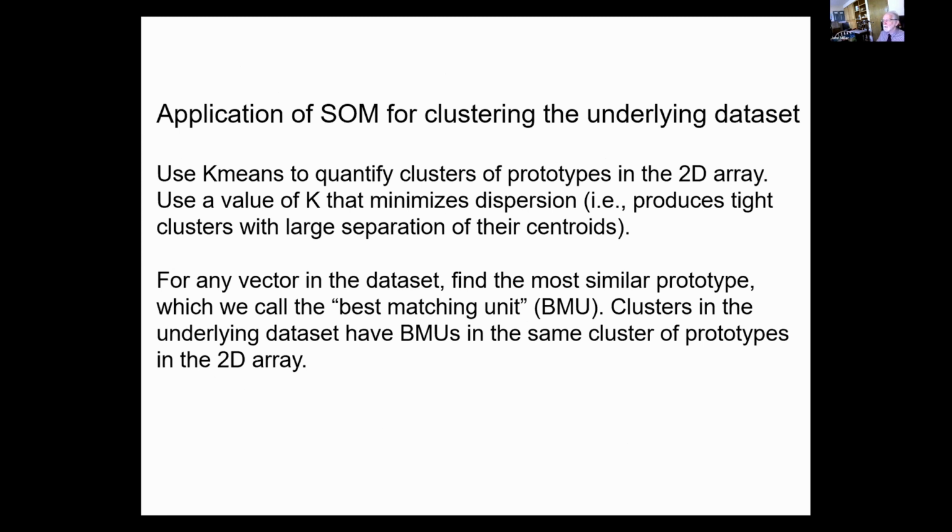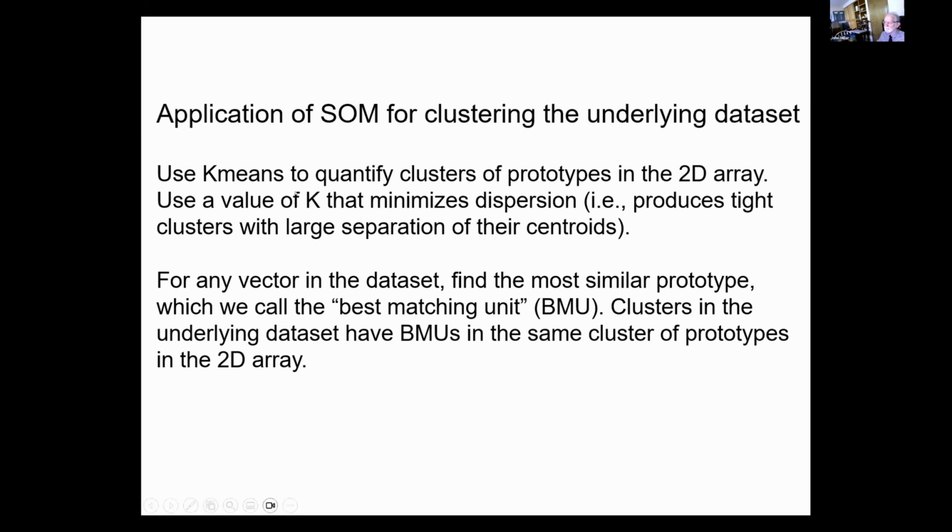Okay, now SOM maps are used for a variety of things. They can be used for regression, used for classification, many applications of these maps. But we're using these maps to cluster the underlying data set. And how does that happen? Well, first of all, we have to quantify the clusters of prototypical vectors in the two-dimensional array. And we apply k-means to do that.